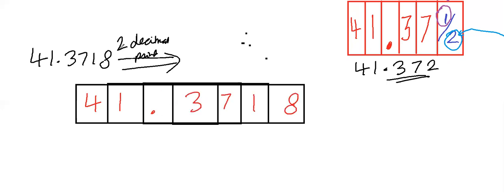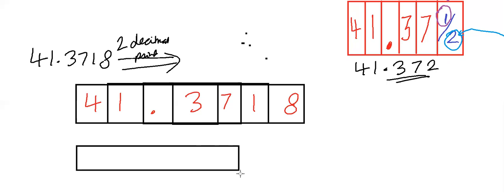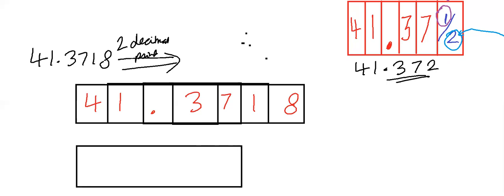41.3718. I want only 2 decimal points. It means I want only till here, from here to here. That's it. I don't want these two. Okay, so what I'll do, let me join it like this. This is 1, this is 2, this is 3, and this is 4.